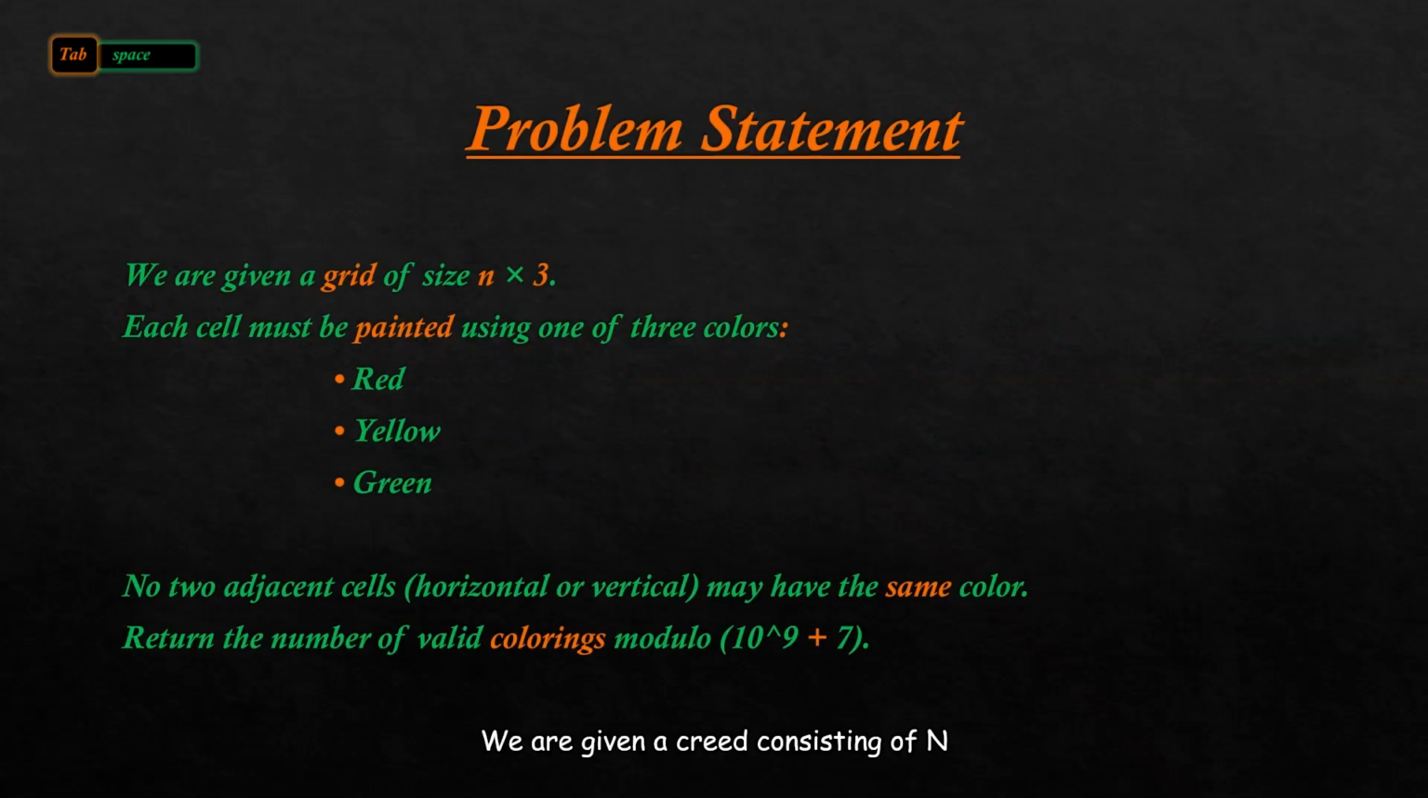We are given a grid consisting of n rows and exactly 3 columns. Each cell in this grid must be painted using one and only one color chosen from red, yellow, or green. The key constraint is that no two adjacent cells, whether horizontally or vertically adjacent, may share the same color. Our goal is to calculate the total number of valid ways to paint the entire grid while respecting these constraints. Since the number of ways can be extremely large, the final answer must be returned modulo 10 to the power 9 plus 7.